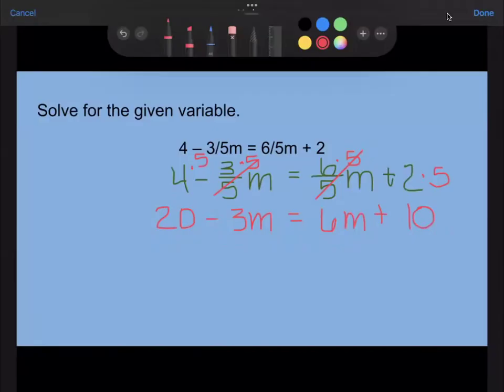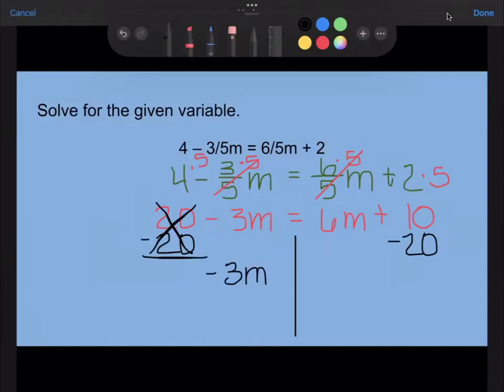Okay, so now we need to gather our variables together and our numbers together. I think this time I'm going to gather the numbers first instead of the variables, which means I need to move this 20 over here and combine it with the 10. Since it's going to cross that line that goes in between the two sides of the equation, the opposite of 20 is negative 20. So I'm going to go here, negative 20, negative 20. This is going to cancel to 0, leaving me with negative 3m over here. I'm going to bring down that 6m, and then 10 minus 20 is negative 10. So that's what that looks like so far.